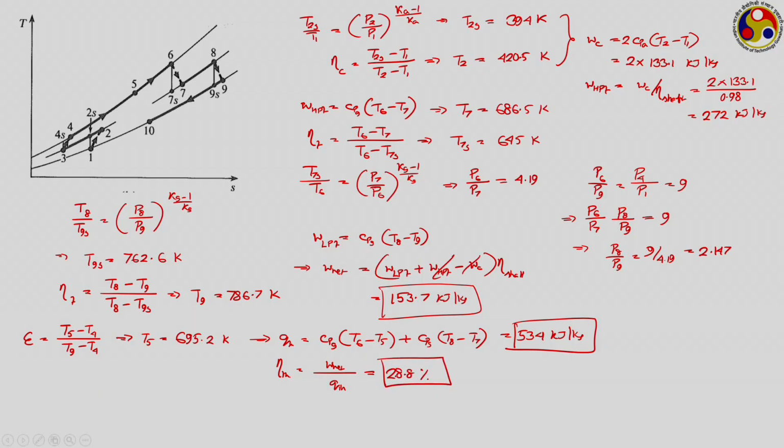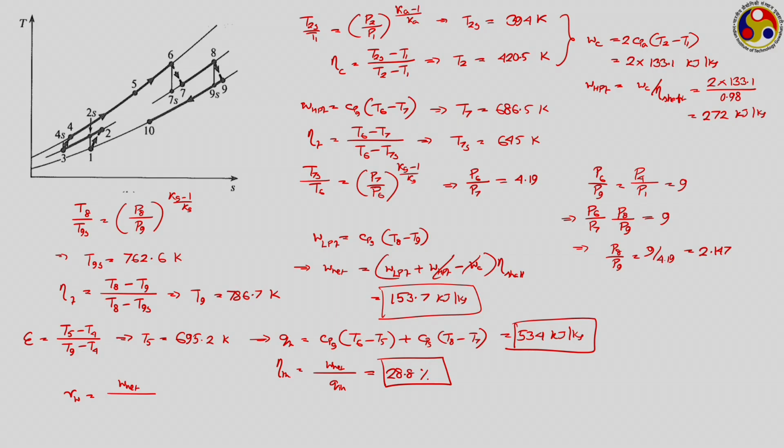So, this is the thermal efficiency for this particular cycle, and we have to calculate the work ratio as well. To calculate the work ratio, we have to divide the net work output by the gross work output.